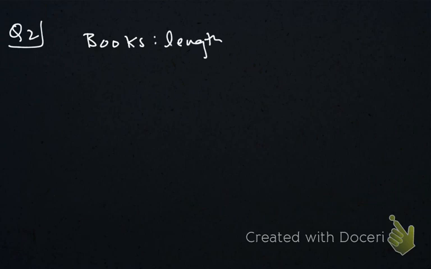Okay, now question number 2. Question number 2 has the same concept. The question is saying in a bookstore, 60 identical books occupy a length of 1.5 meter on a shelf. So two things are there: books and the length. So 60 books have a length of 1.5 meters, and you have to find out the length occupied by 50 books.